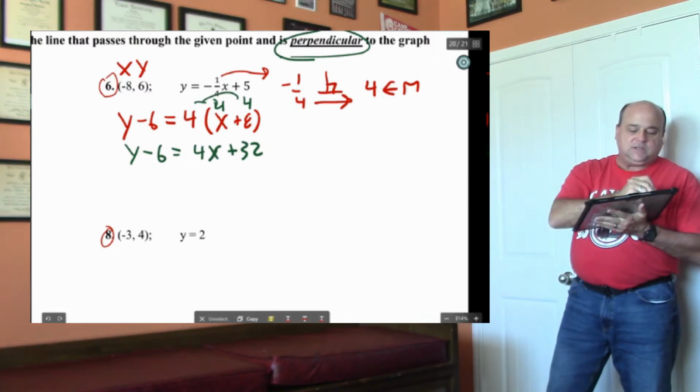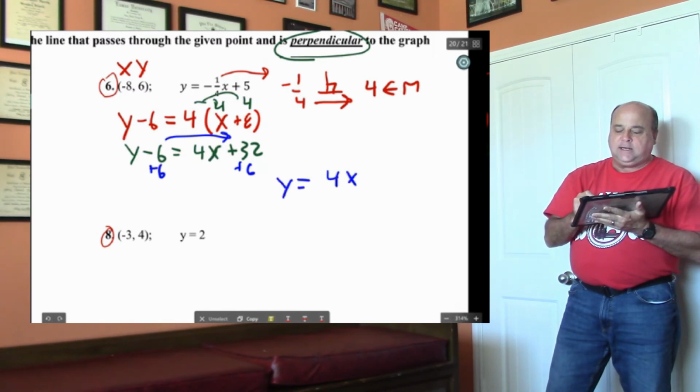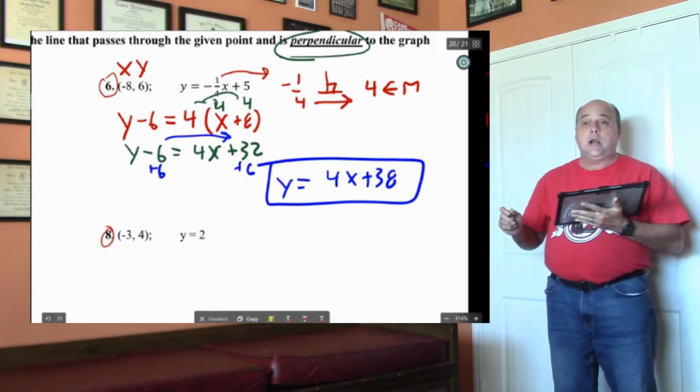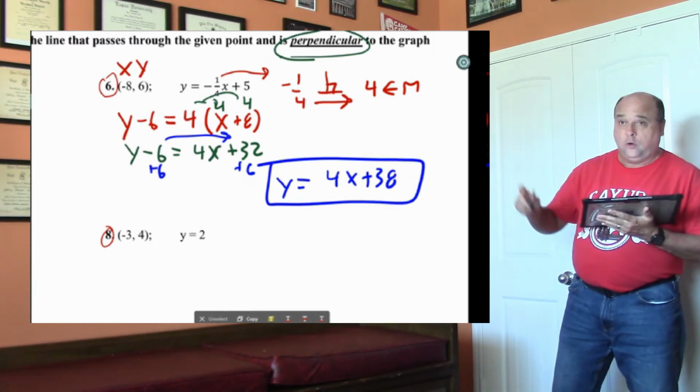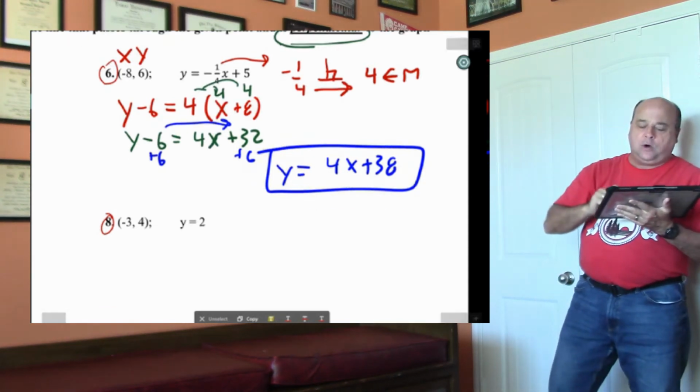Now then, let's move this 6 across. We're going to add 6 to both sides, and we're going to get y equals 4x plus 38. That's the perpendicular line. Fun, fun, fun. Now then, let's go to number 8.